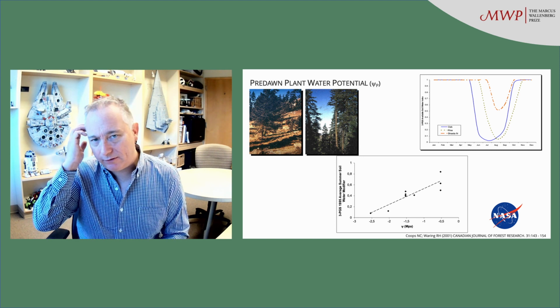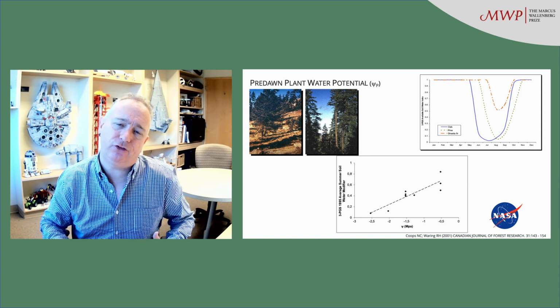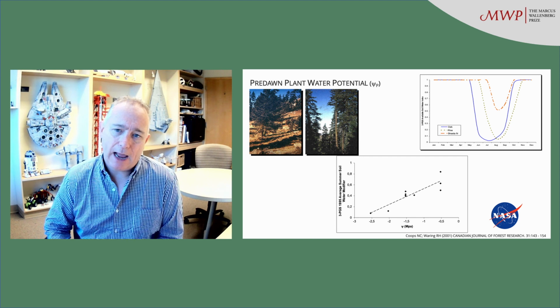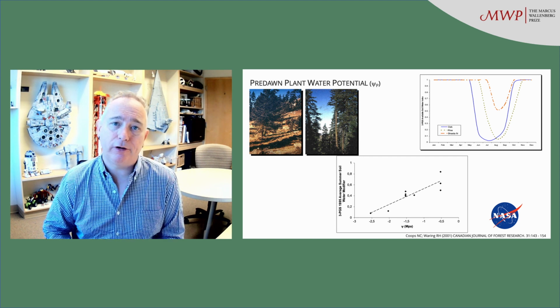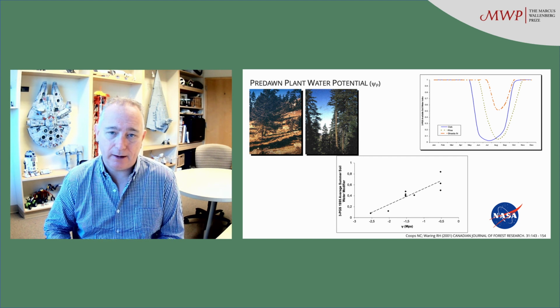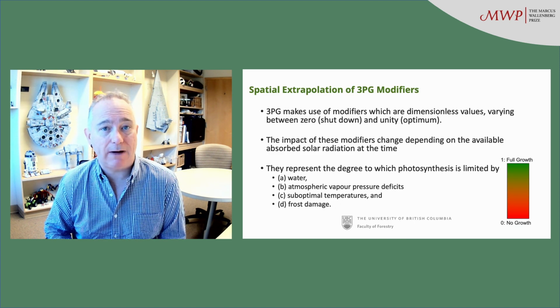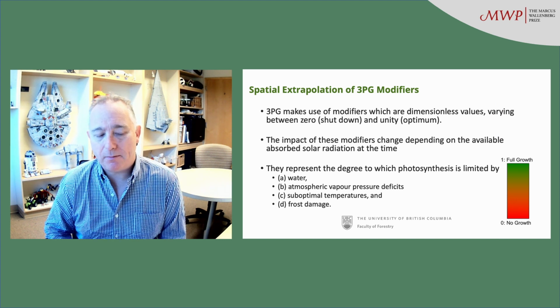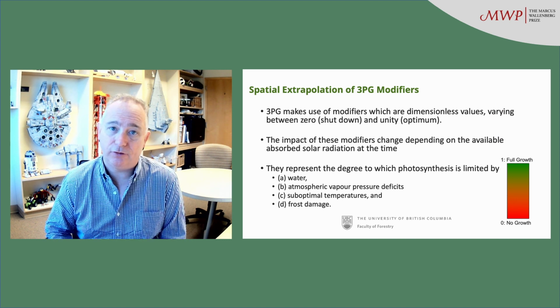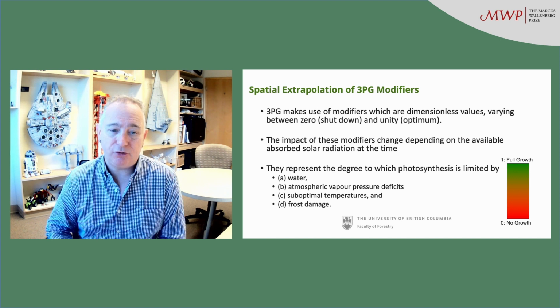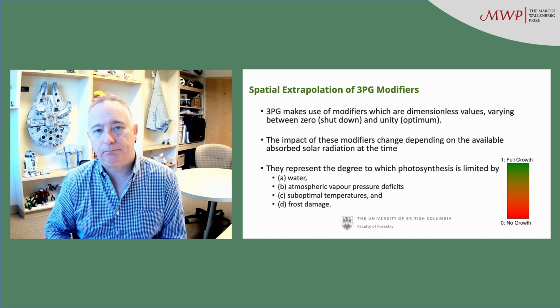This idea of using these modifiers then really interested Dick and myself, and we started applying the model more broadly throughout Western North America. And we started using not only the modifiers such as drought, but also the other modifiers that 3PG produced, for example, vapor pressure, temperature, and frost damage.